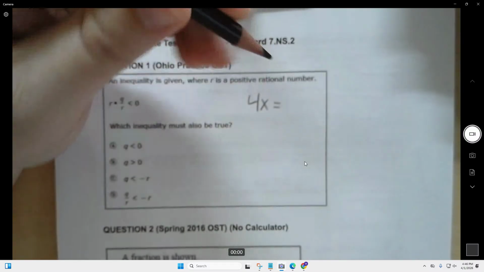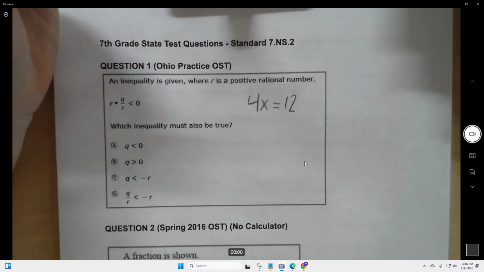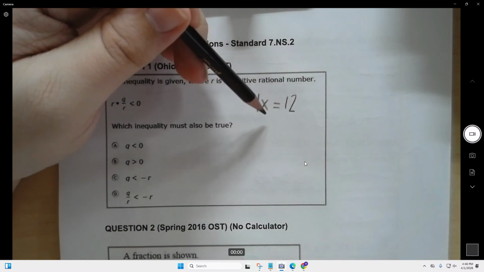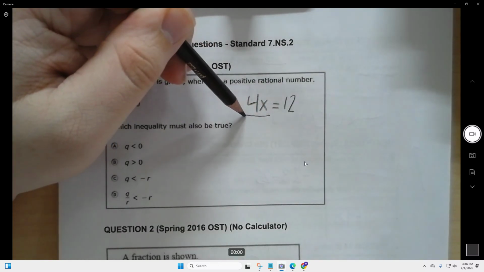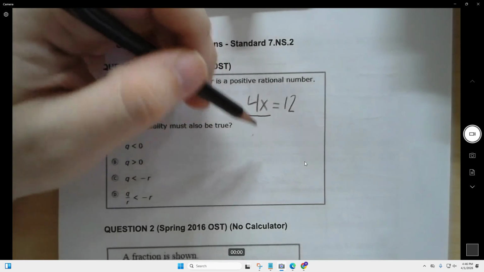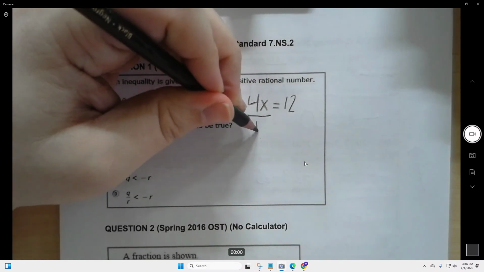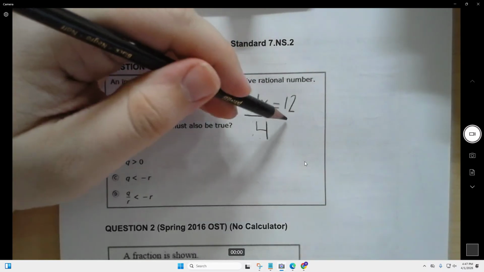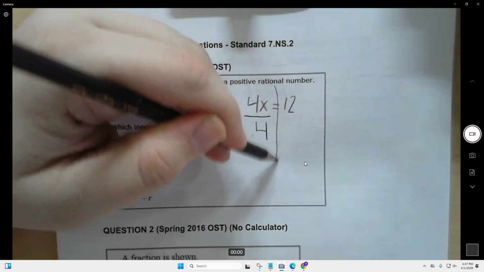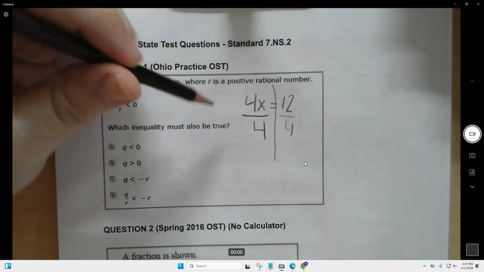Let's say you're given the equation 4x equals 12. And we talk about how do you solve this. You would want to get x by itself, right? So to get x by itself, we would have to get rid of the 4 by doing the opposite of what we have here. Okay? So we would do the opposite. We would divide by 4. We would divide both sides by 4. So now take a look at what this is.